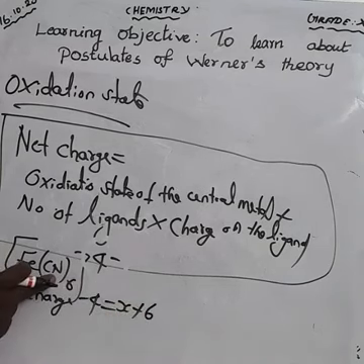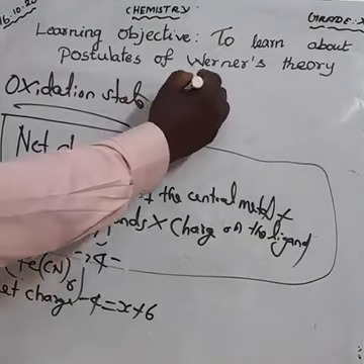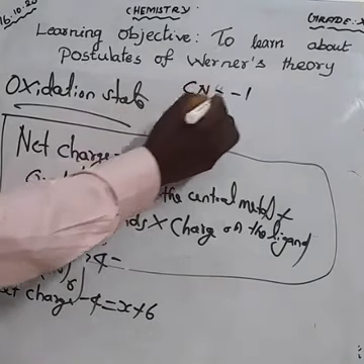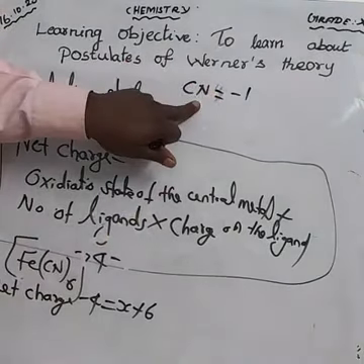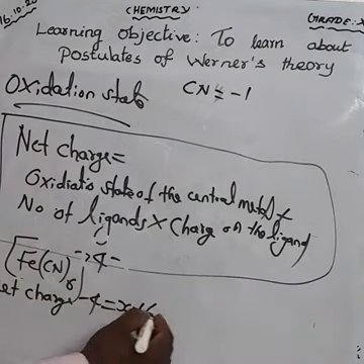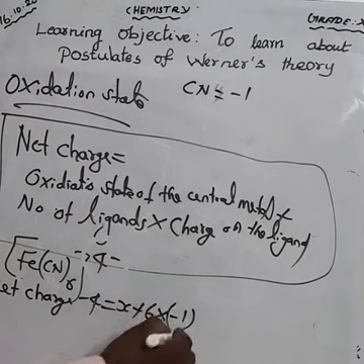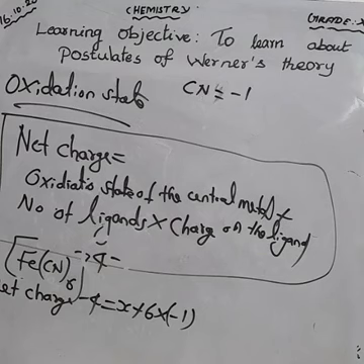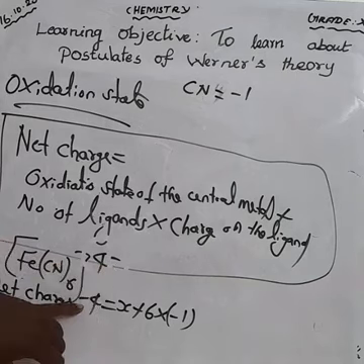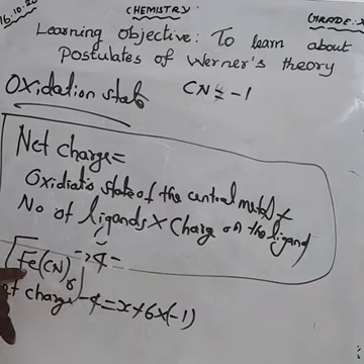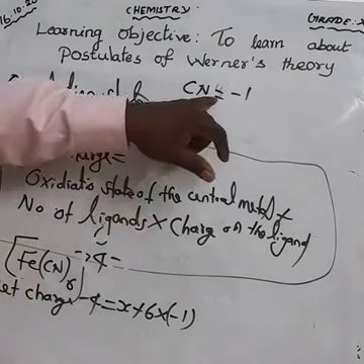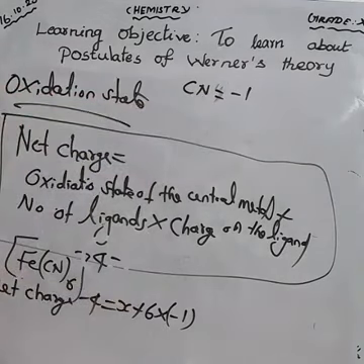Cyanide, CN, has a charge of -1. So 6 × -1. First you write the total charge, which is -4. You don't know Fe, so you write it as X. There are 6 CN, and one CN has charge -1, so 6 × -1. Can you say what the answer is?